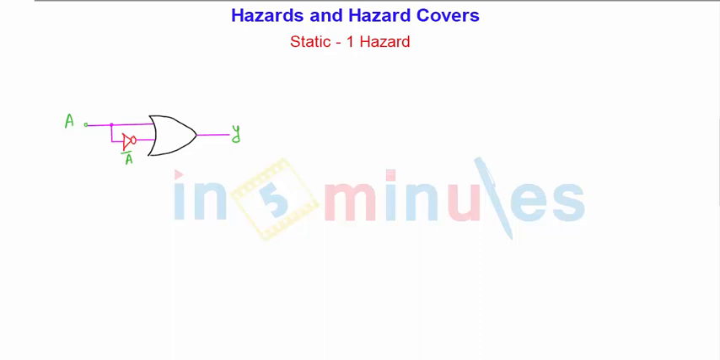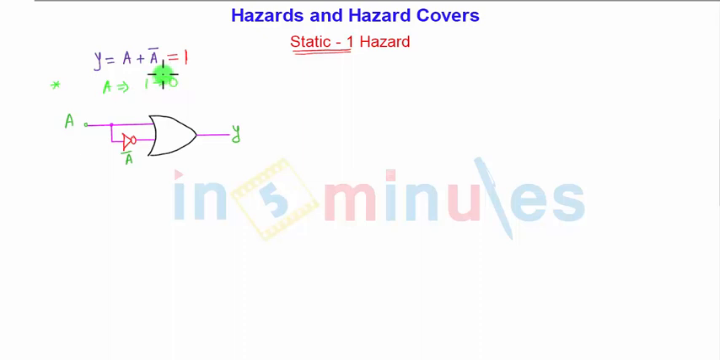This type of hazard occurs when there is a condition Y equals A plus A complement. We all know that it is a standard rule of Boolean theorems that A plus A bar should always equal 1. That is also called static 1, that's why it is called a static 1 hazard. The hazard happens when A makes a transition from 1 to 0.